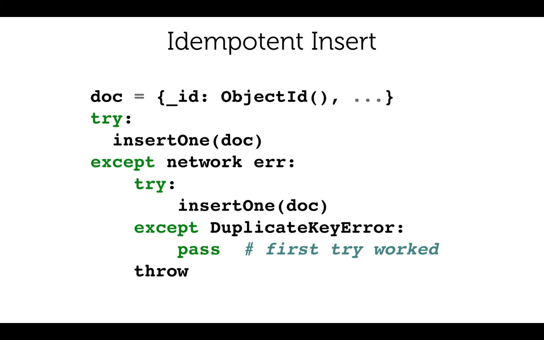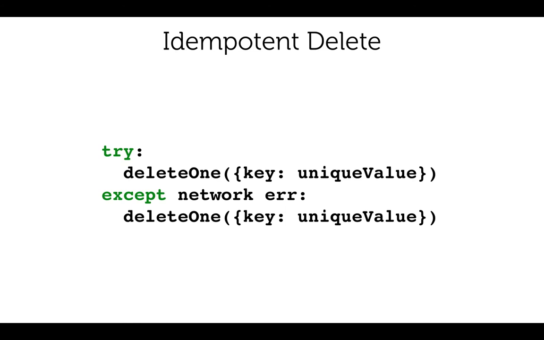The next one is going to be deletes. If you're deleting one document using your unique value for the key, then doing it twice is just the same as doing it once. If the first one is executed but throws a network exception and we try again, then the second delete one will be a no-op. It just won't match any documents. So we can safely retry this.